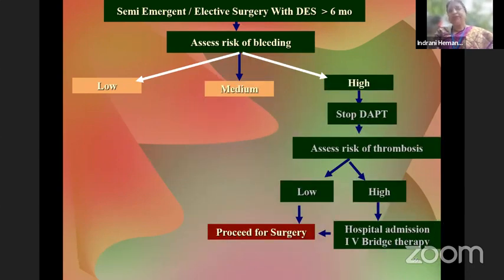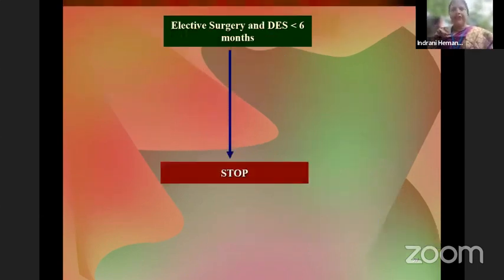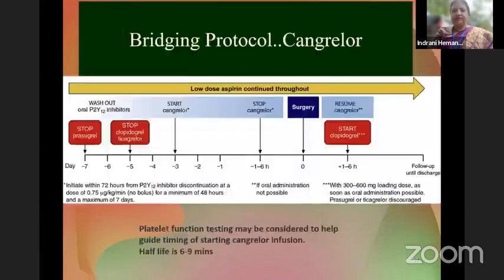If the risk of bleeding is high, then you have to stop DAPT because the patient is going to bleed to death. Assess the risk of thrombosis. If it is low, proceed. If it is high, bridging therapy. So basically, if the risk of thrombosis is high and if the bleeding risk is high, please go for a bridging therapy. And for elective surgery, please don't allow less than 6 months.